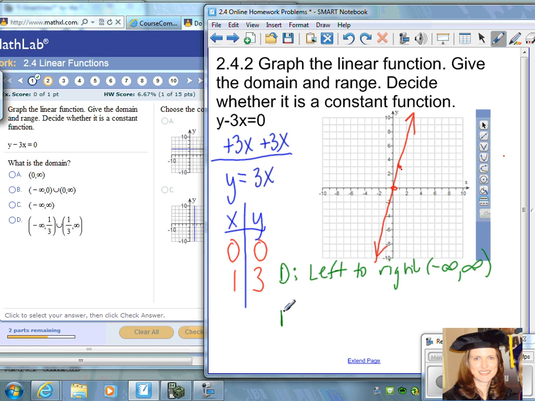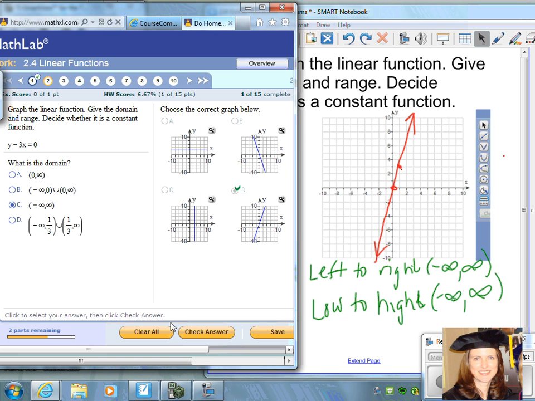And then for our range, we want to look at low to high. How low does this graph go, and how high does this graph go? This graph is going to continue to go down and down and down, and it's going to continue to go up and up and up. So it goes down from negative infinity all the way up to positive infinity. In this case, the domain and the range are negative infinity to positive infinity.